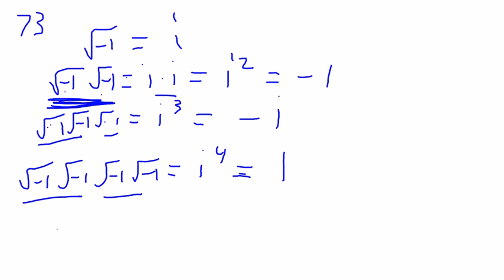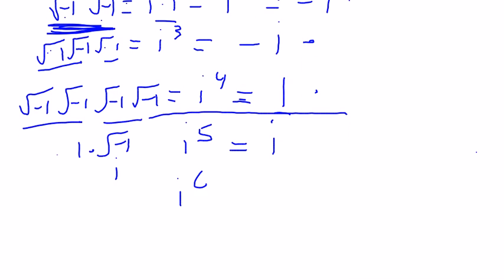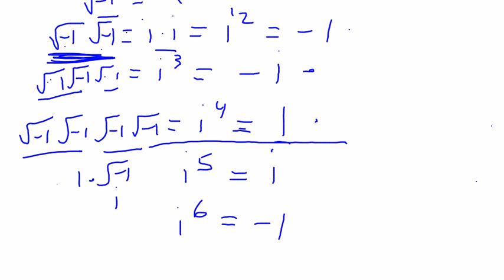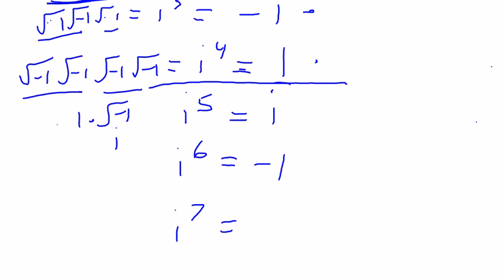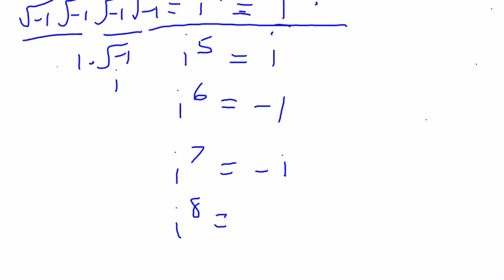Every power after this is going to repeat. So i to the fifth would be like i to the fourth, or 1, times the square root of negative 1, so it's just going to be i again. So i to the first is i, i to the second is negative 1, i to the third is negative i, i to the fourth is 1, and then the pattern repeats. i to the sixth would be negative 1, i to the seventh would be negative i, and i to the eighth is back to 1, and so on.